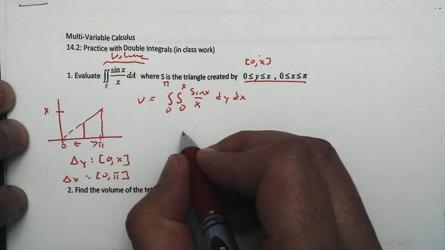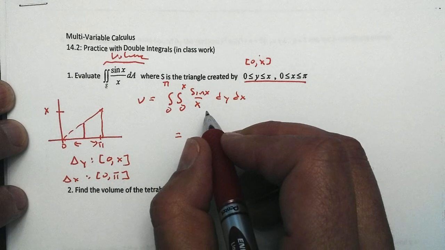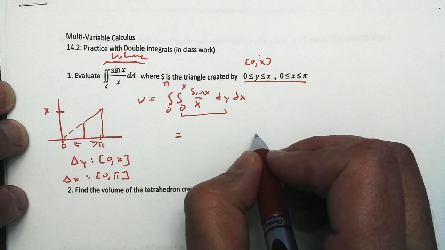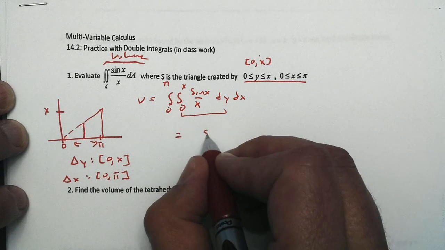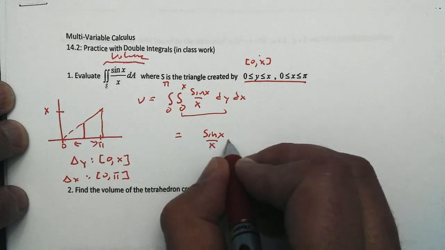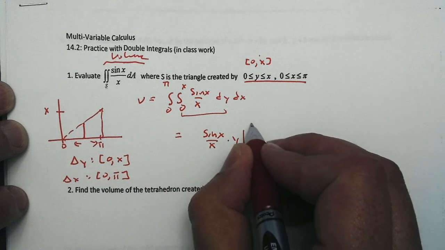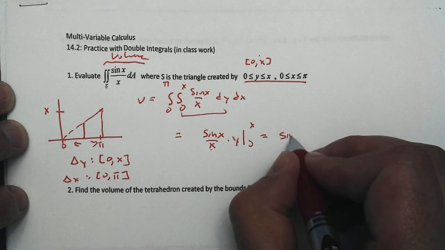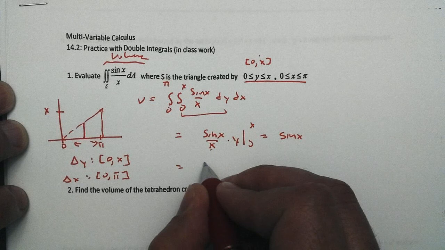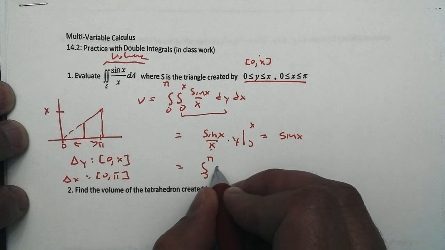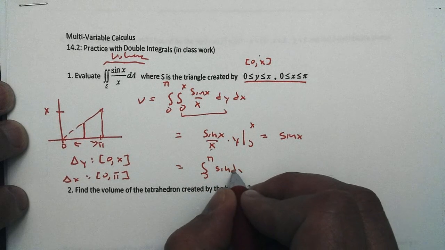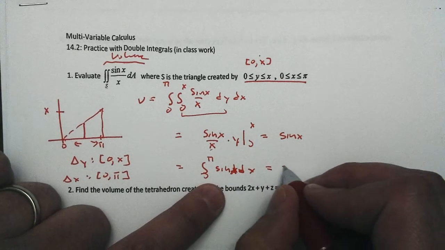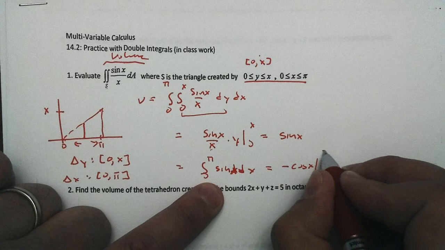So when we start integrating this, let's see what we got here. I am going to first integrate with respect to y. And that's going to give me sine of x over x times y, evaluated from 0 to x. Oh, this is nice. The x's are going to cancel, and we're just left with the sine of x, which we're now going to integrate from 0 to pi of just sine of x dx. And the antiderivative of sine of x, of course, is negative cosine of x from 0 to pi.